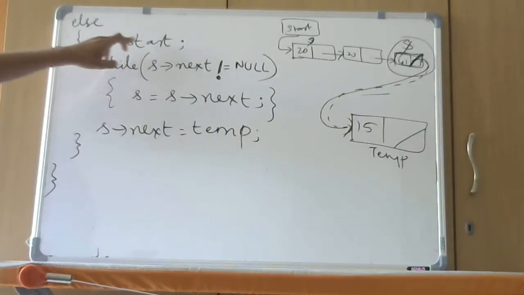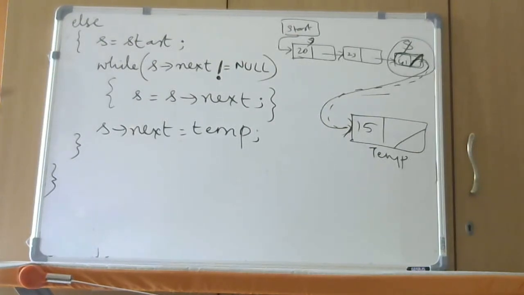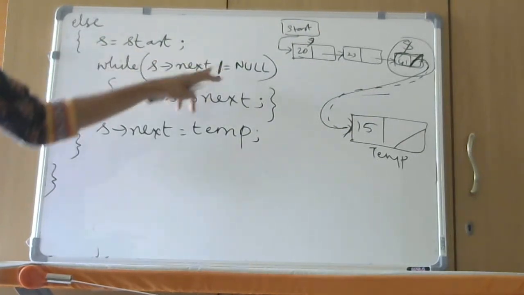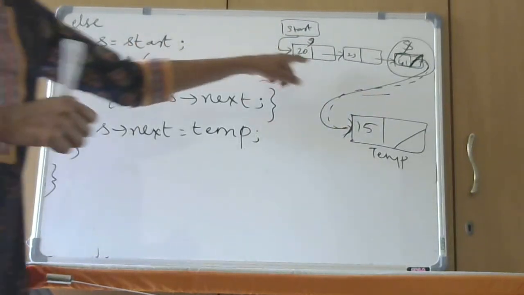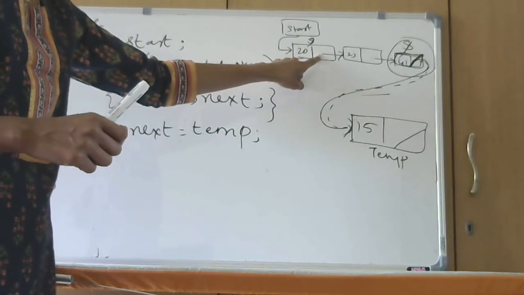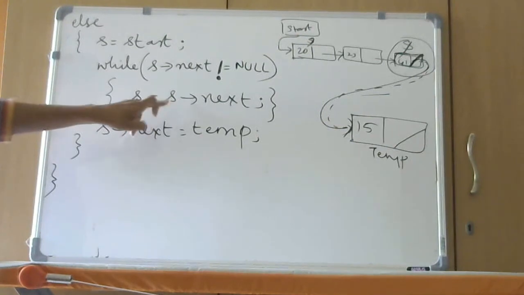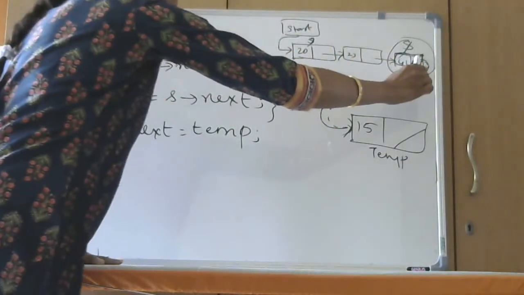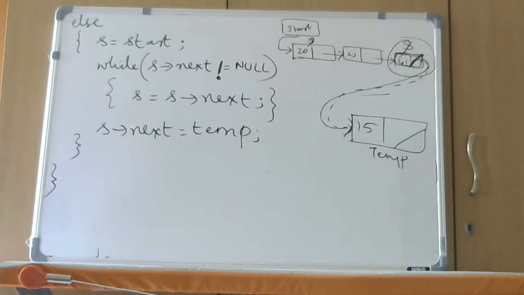How do I come up to the last node? I will take one more pointer, initialize it to start, and from there I will traverse each node. I will check whether S of next is null or not. Why am I checking this? Because the last node will have S of next as null. Correct? We have seen that. So I start from here. I initialize this node as S. S of next, is it null? It is not null. Is this null? It is not null. Is this null? It is null. The moment it is null, it will come out of this loop. What you should write is this S of next should now point to temp. That is how you insert the node at the end. Am I clear?